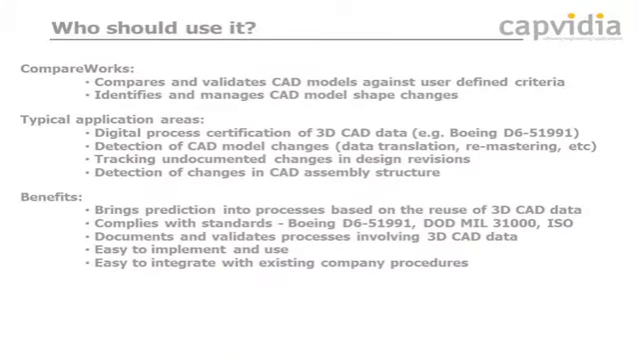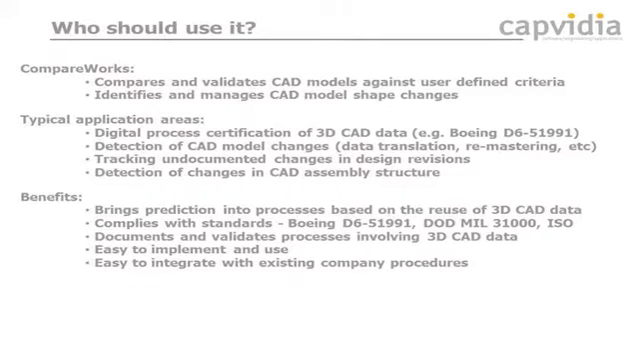All right, so Compareworks, summing up here, is a very nice tool to help you compare and validate CAD models against any criteria that you may have. It easily identifies and helps you manage any kind of shape changes. Typically, this is used by anybody that requires a digital process of certifying the 3D CAD data. And Boeing's a great example. A lot of aerospace companies and the Department of Defense are also jumping on this. It's a real direction that the industry is going: validation of translations.